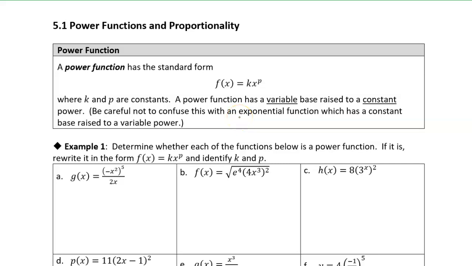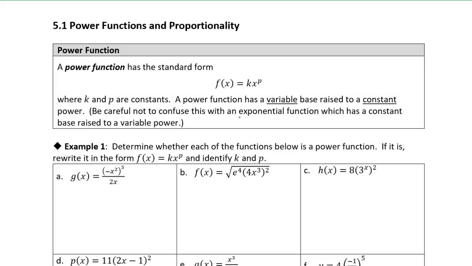All right, let's talk about power functions. Now, what is a power function? A power function has a variable in the base, right? And it's raised to a constant power. So it involves an exponent, but don't get it confused with exponential functions, because in an exponential function, the variable is in the exponent.